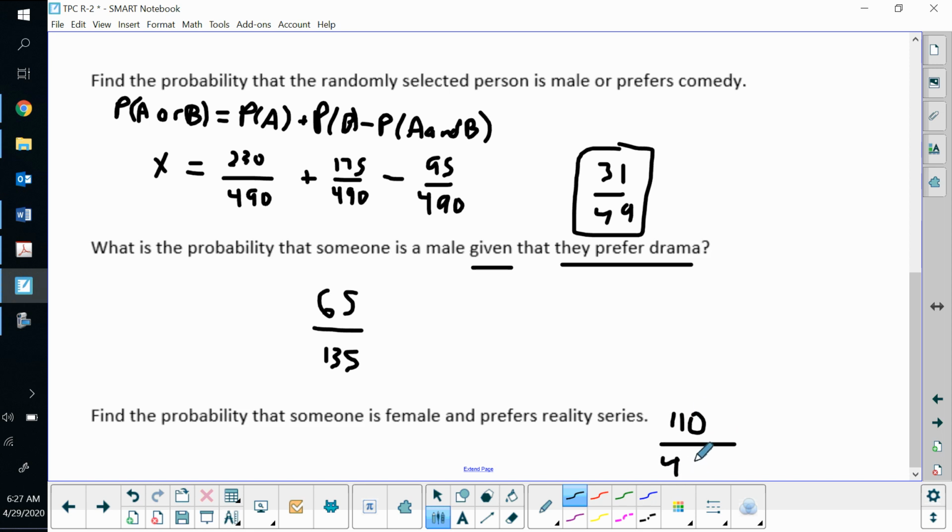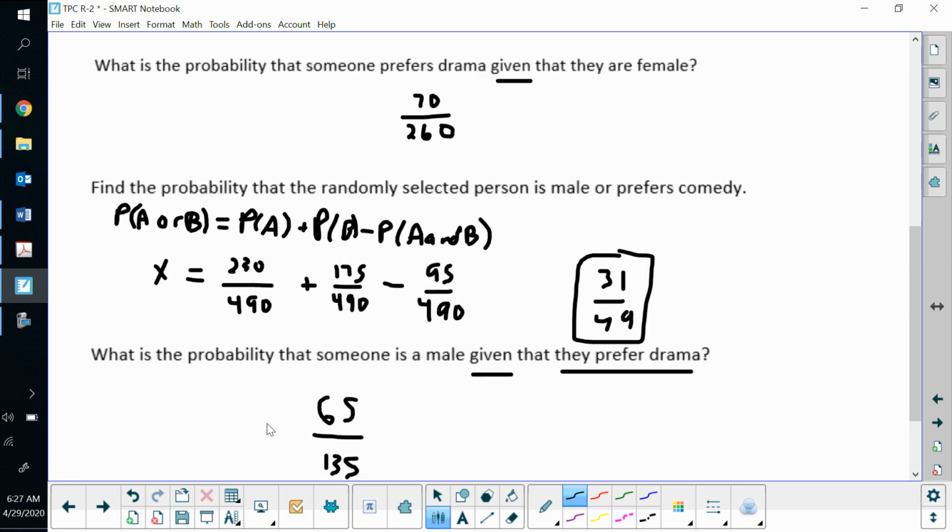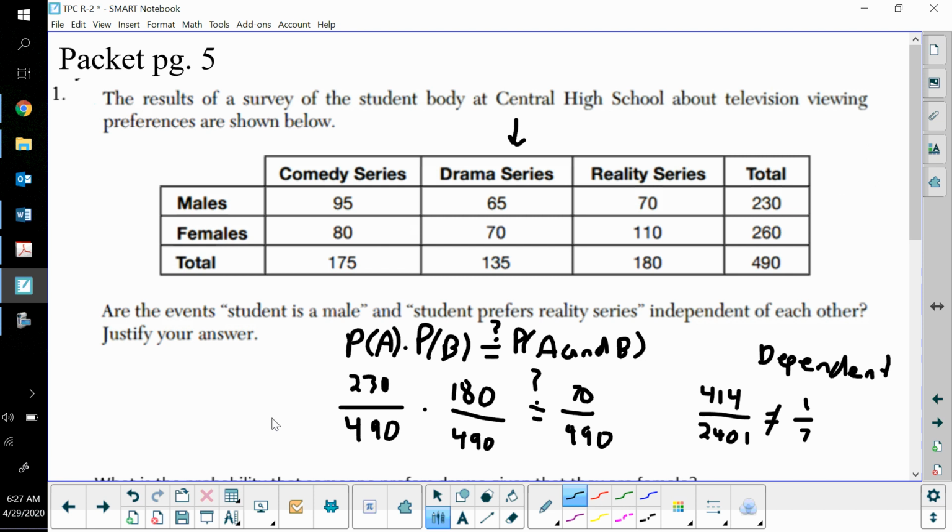Ands, ors, and individual probabilities are always out of the overall total. If it has a given, or saying out of the blank, then you just focus on a row or column, and it won't be out of the overall total. So that was question 1 on page 5.